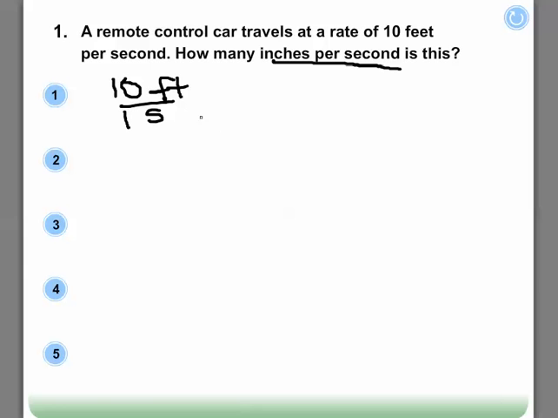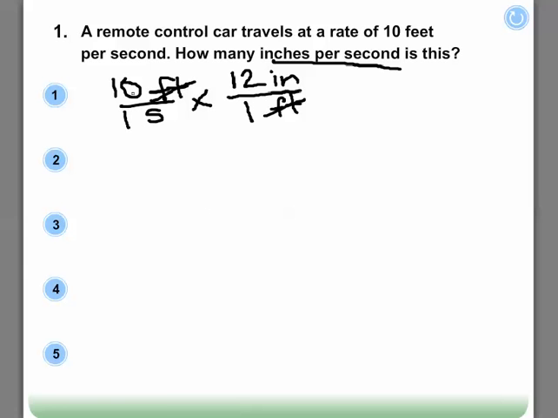So what we're going to do is multiply, and we want inches on the top and feet on the bottom. If we have feet on the bottom, then we can cancel these two out. So we have 1 foot is the same as 12 inches. So we can cancel out these units.